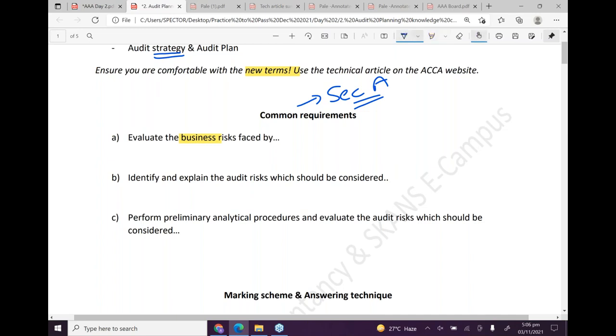As a tutor, I feel this is the easiest part to get marks in, but my students don't agree, primarily because they struggle in explaining the business risk. So let's start off with what do we have to write when you're asked to evaluate business risks faced by the client.